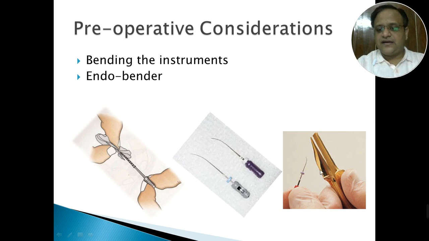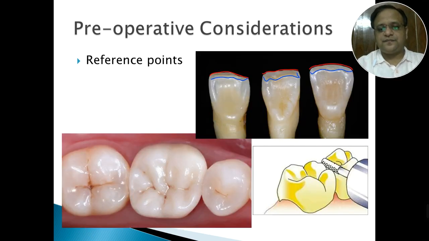Also, for bending there is a sterile instrument called the endo bender from Cyberon Endo. They have developed an instrument that can give a particular curvature to the file, and you will not have to use a sterile gauze. The instrument can be sterilized and used multiple times.